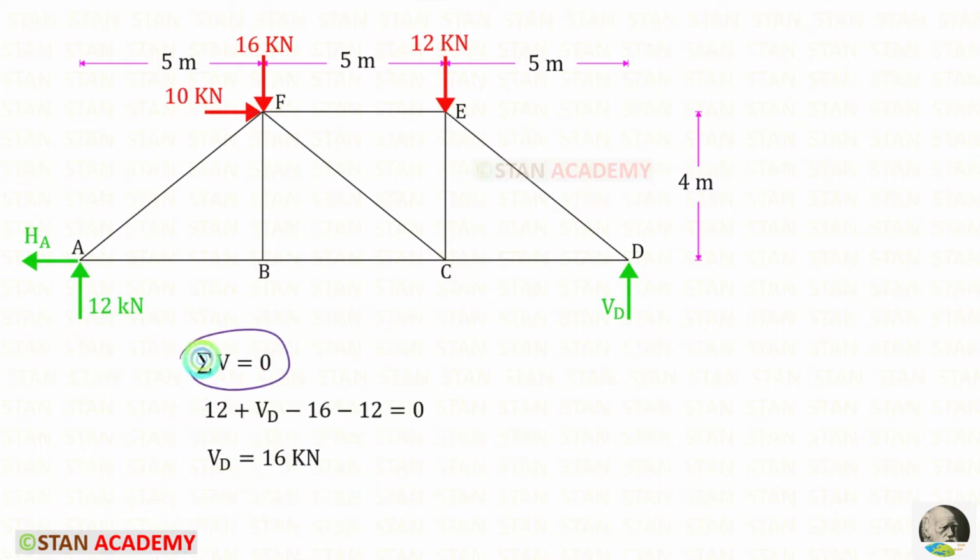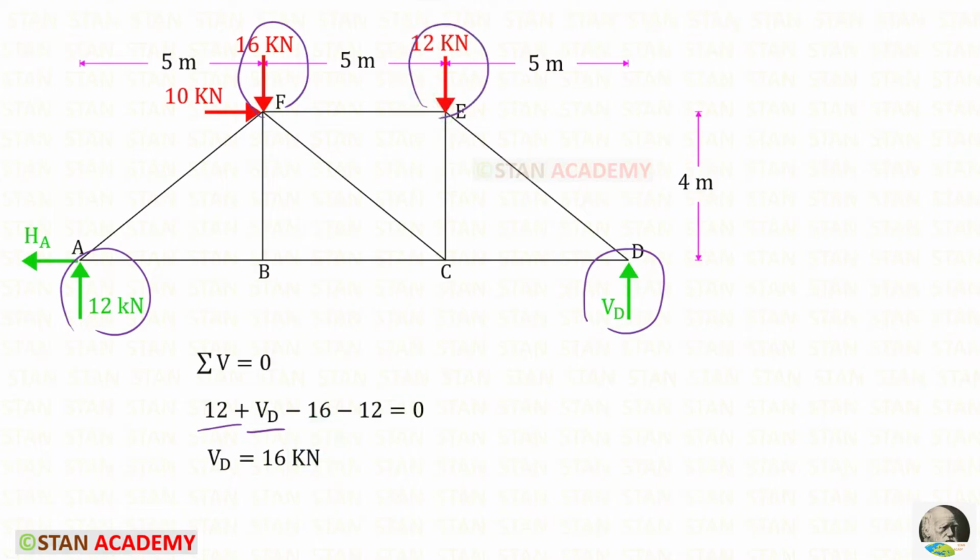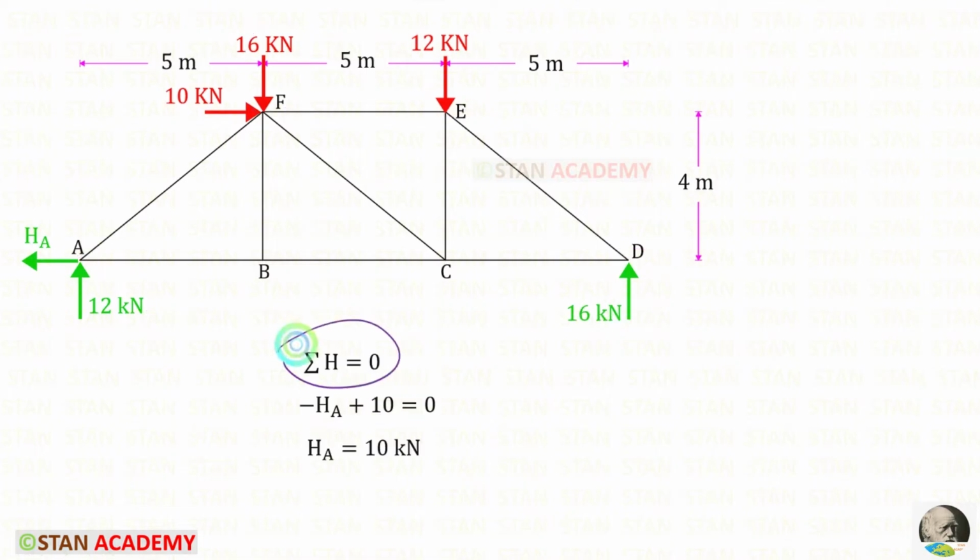Let us apply this rule and find VD. VA and VD are acting upwards, so both of them are positive. These two loads are acting downwards, so both of them are negative. For VD, we will get 16 kilonewton. Using this rule, we can find HA. HA is acting towards the left side, so it will be negative. This load is acting towards the right side, so it will be positive. For HA, we will get 10 kilonewton.